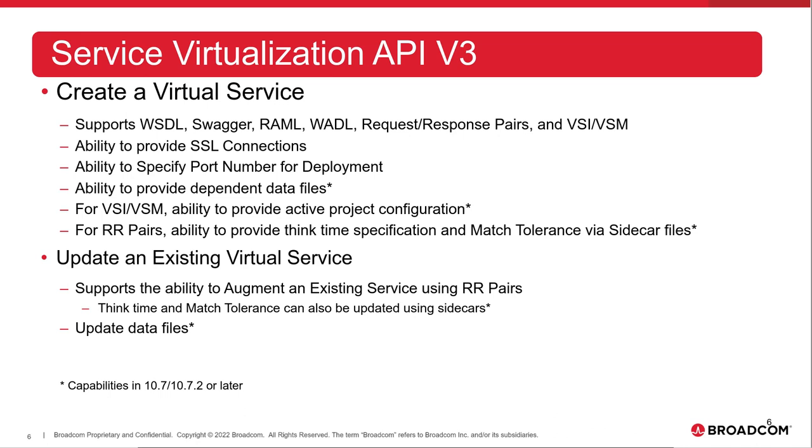Additionally, in 10.7.2 and beyond, we have added the ability, if you are, for example, storing RR pairs and you want to deploy those, you are able to provide things like the think time specification or the match tolerance via the sidecars. And we'll talk more about this at the end. But you're able to provide that. So if you need the virtual service to, for example, you're maybe testing a negative scenario, what happens if a dependent service is slow to respond?